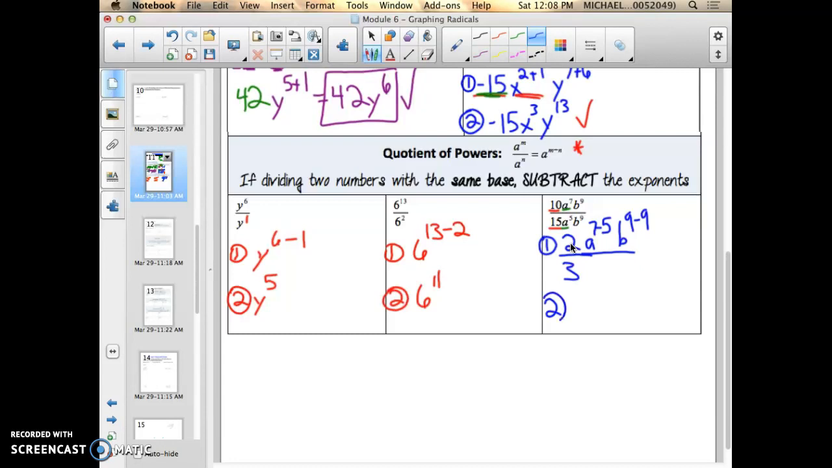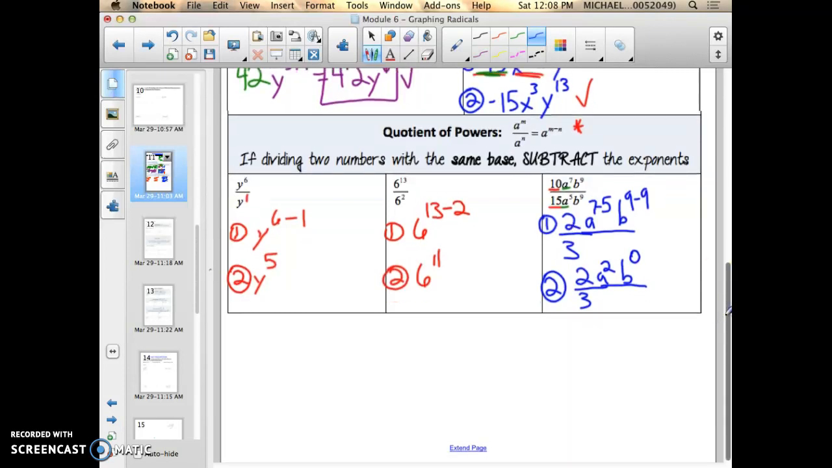Then my final step, I still have 2 thirds. A to the 7 minus 5. 7 minus 5 is 2, so I have a squared. And then finally, b, 9 minus 9 is 0. We're going to talk about this rule in just a second, but anything raised to 0, you can try it on your calculator. Punch in like 5 to the 0. It is 1. Alright, so b to the 0 becomes 1, so I don't have to write 1, so my final answer is 2 thirds a squared. So 2a squared over 3 is my final answer.